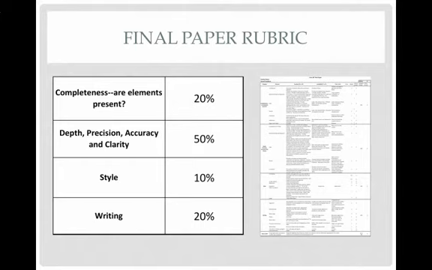The other thing, style, that's going to be things like following the conventions for citing references, and then the writing, that's going to be sort of basic do's and don'ts that we're going to cover in another lecture. All right, so let's get going on the completeness, depth, precision, accuracy, and clarity.